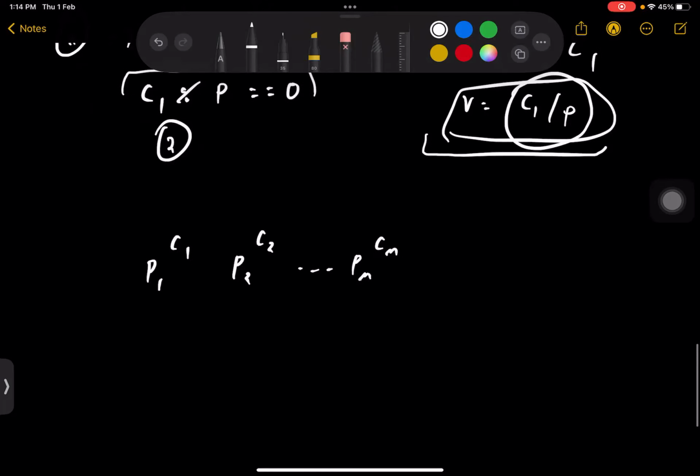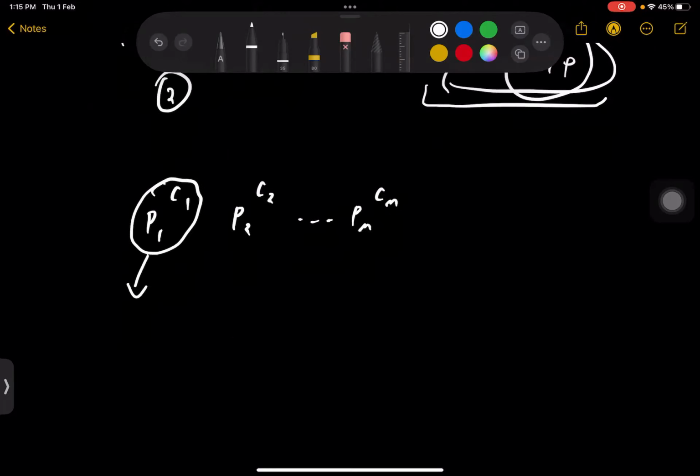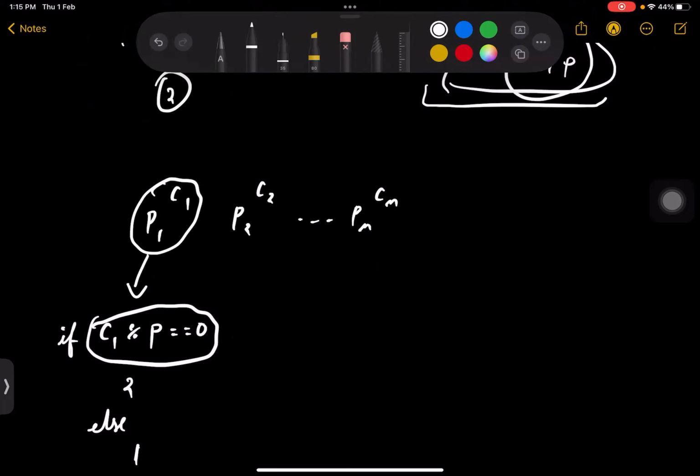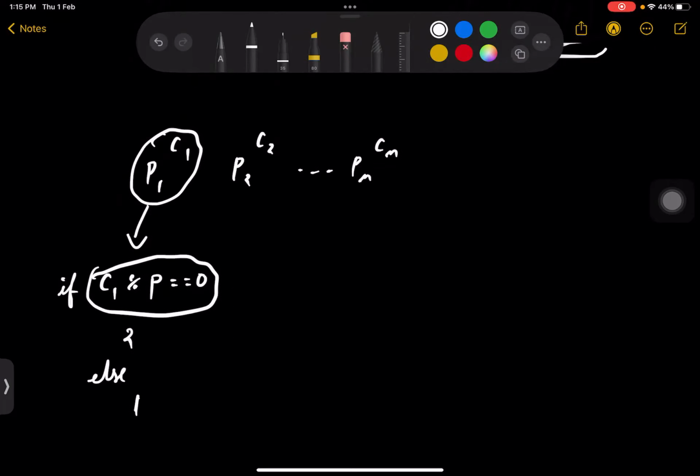So for p1 power c1, how many choices of p1 power something can we put in y? We saw that the choices can be only one or two. If c1 modulo p is 0, basically if c1 is divisible by p, there are two choices. Else there is one choice. Two choices because one is c1 itself and the other is some value between them. And in the other scenario, there is only c1.